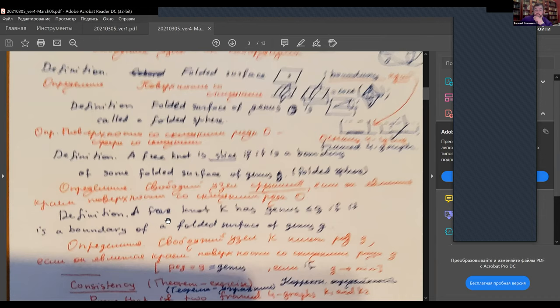Okay, and here is the list of references. Of course, we mentioned this book, and here, as far as I remember, we reinterpret this invariant, this L invariant, as just a number.